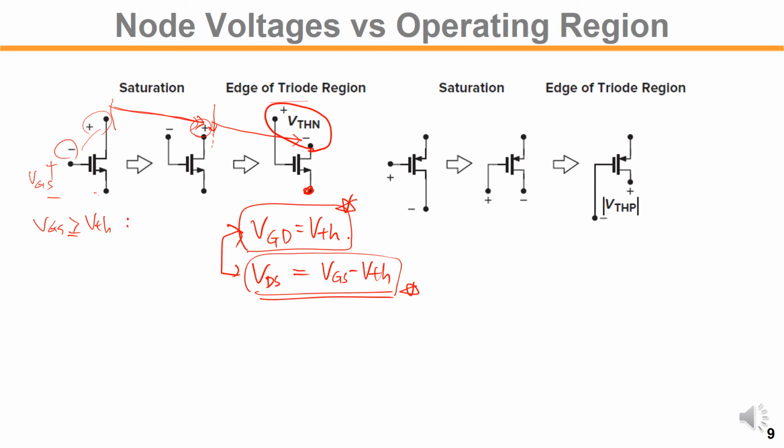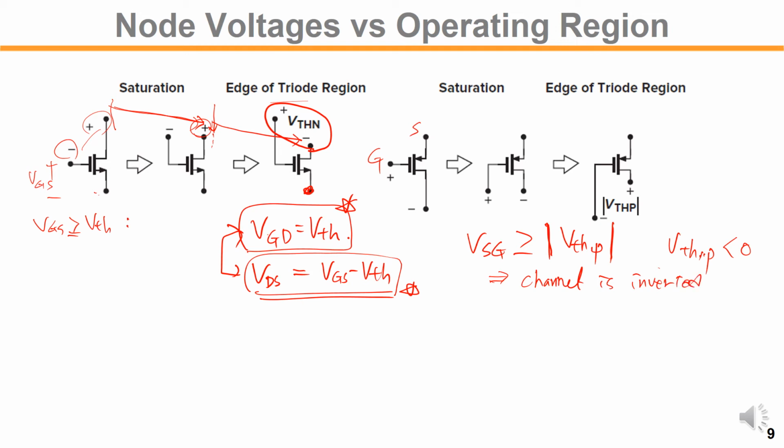For the PMOS, it's similar. If VSG is greater than the absolute value of VTHP, typically VTHP is represented by a negative number, so for easier circuit analysis, we use the absolute value of VTHP. So if VSG is greater than the absolute value of VTHP, then the channel is on. The channel is inverted.